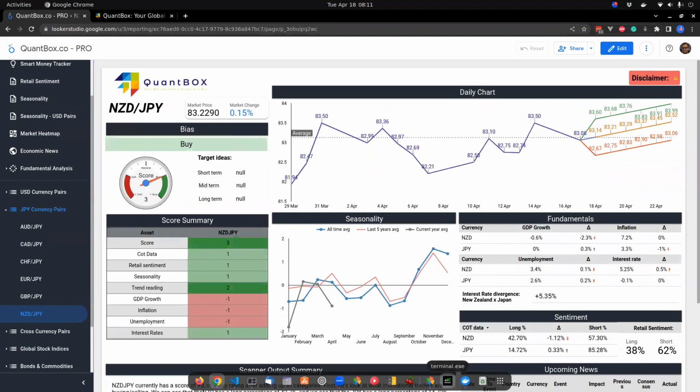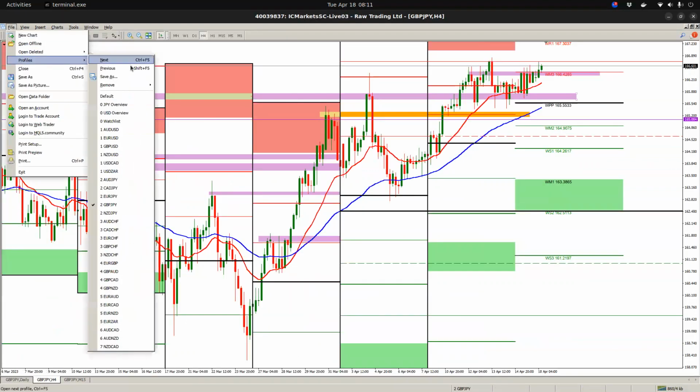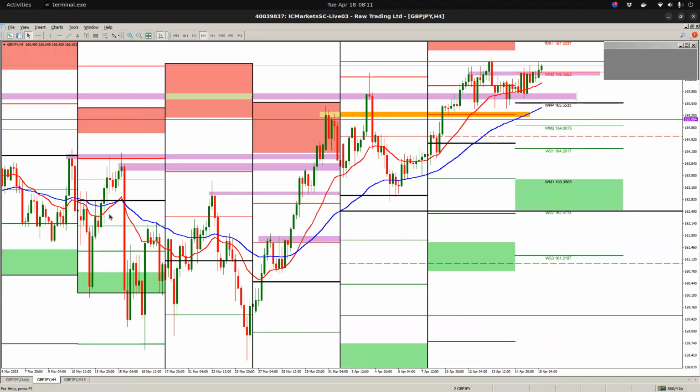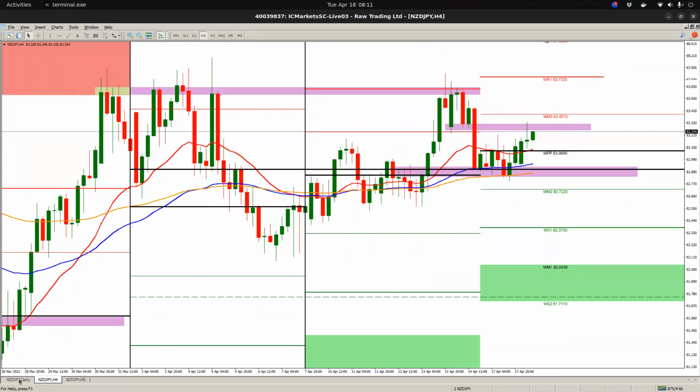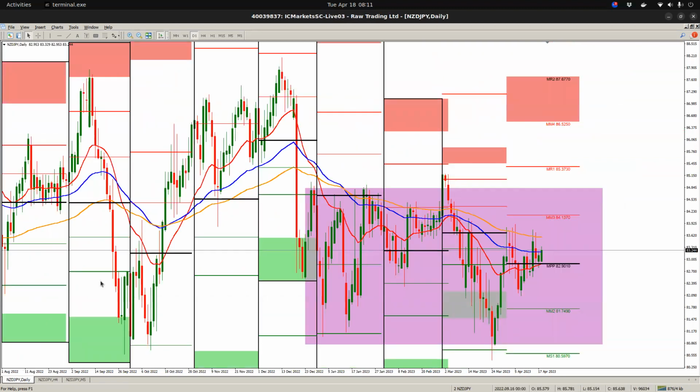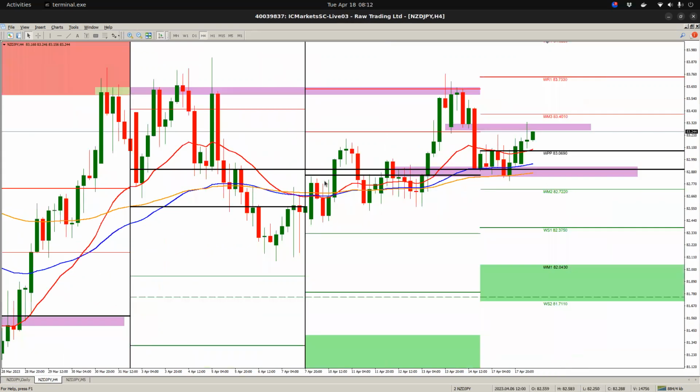buy. Okay, Kiwi yen. And you can see they're sideways over here. Kiwi yen currently sideways. I don't see price breaking support. I don't see support becoming resistance. If price closes above this resistance, you can exercise your bias there.